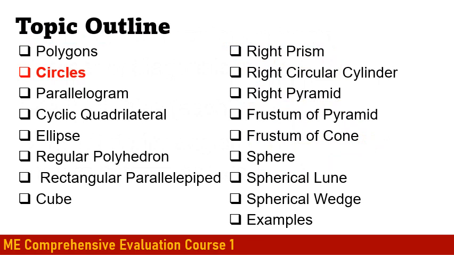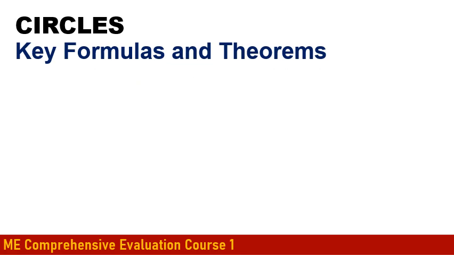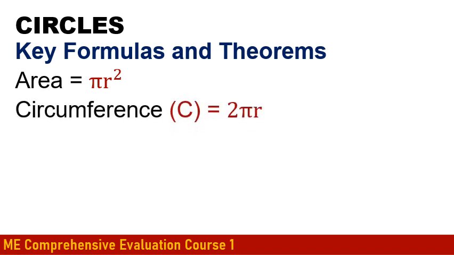Now that we have an understanding of polygons, we are ready to move forward to circles. For circles, we can use these key formulas and theorems in order to solve problems related to circles. The area of a circle can be computed using the formula pi r squared, where r is the radius of a circle. Circumference is equal to 2 pi r. When we say circumference, it is equivalent to that of a perimeter, for example, for a polygon.